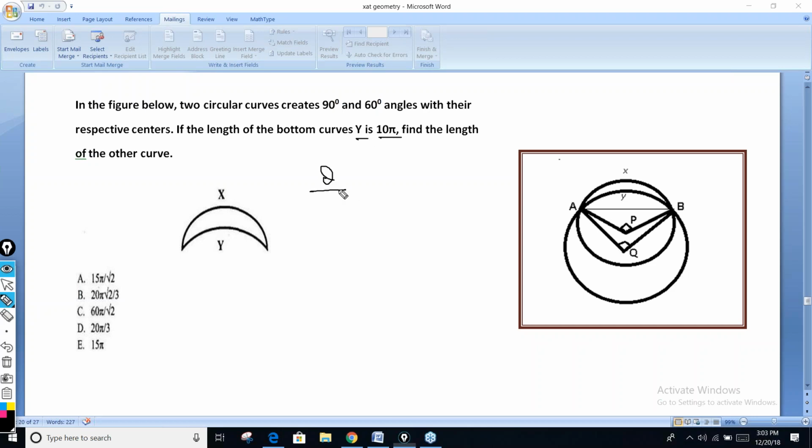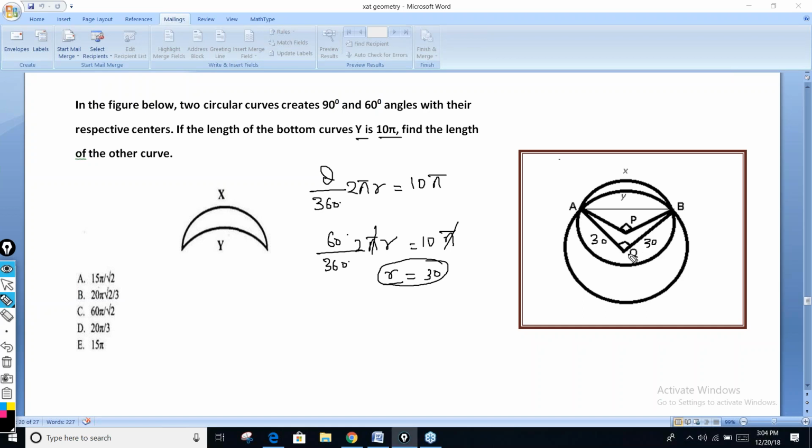The length of the curve is theta by 360 into 2 pi r. That length is given as 10 pi and the angle is given as 60 degrees. So 60 upon 360 into 2 pi r is 10 pi. Pi will be cancelled. That is 1/6, that is r upon 3, that is 10. So r comes out to be 30. The radius of this bigger curve is 30.